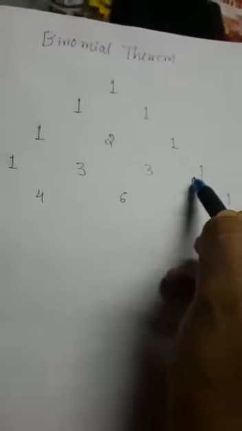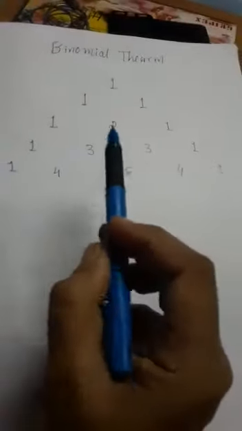1, 3. If I want to write down the next row of the Pascal triangle, in the corners we need to write down 1, 1. Then 1 plus 3, 4, 3 plus 3, 6, 3 plus 1, 4. Now here, what is the property of the Pascal triangle? That it shows the coefficients of a plus b raised to power n.